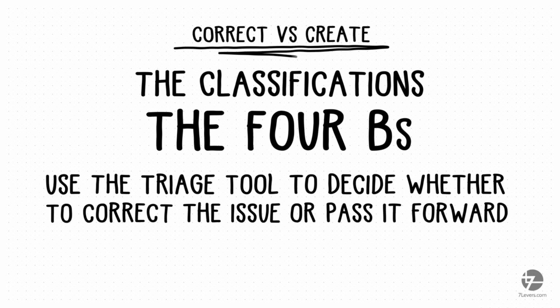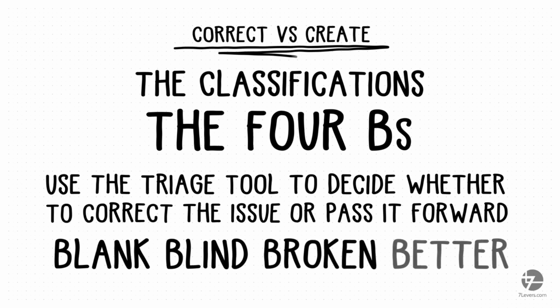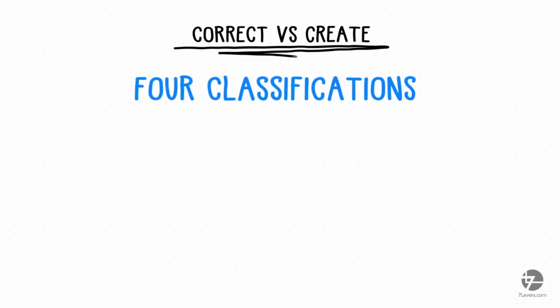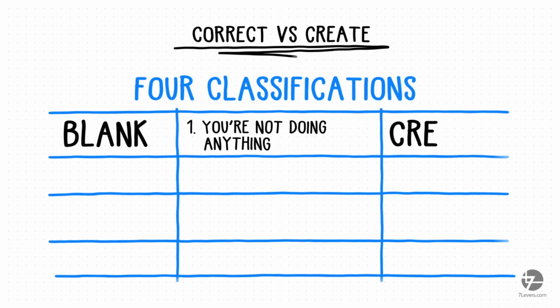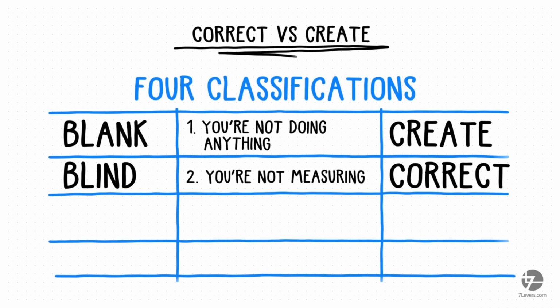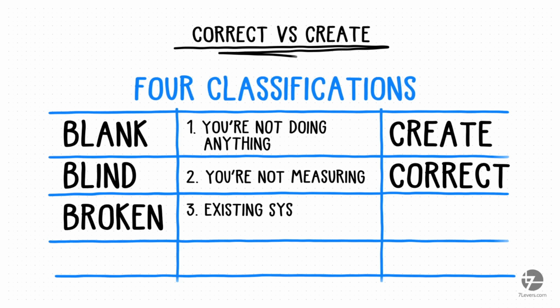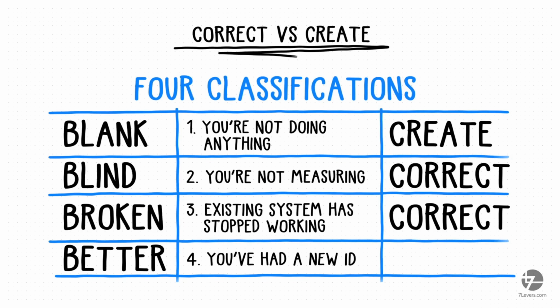So a reminder, the 4 Bs are blank, blind, broken, and better. And very simply, to remind you again what each one is, blank is where you're not doing anything to improve that lever. Blind, you're not measuring that lever, whether the results of activities or just not in general measuring the lever. Broken means that you've found an existing system but some part of it has stopped working. And better is where you've had a new idea to improve something that you're already doing.